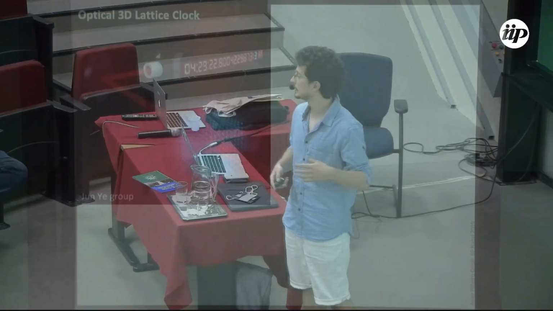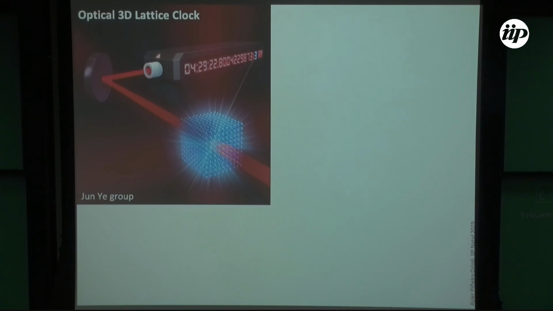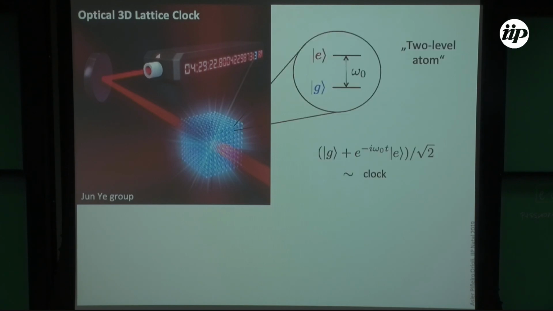at JILA, like the optical lattice clock experiment of the group of Jun Ye, where here there is a 3D lattice, and in each of these spots there is one atom, which at first can be thought of as a two-level system. And each of these atoms effectively is like a little clock with a frequency given by the energy difference between the ground and the excited states. But this is a bit more the dream of a theorist.